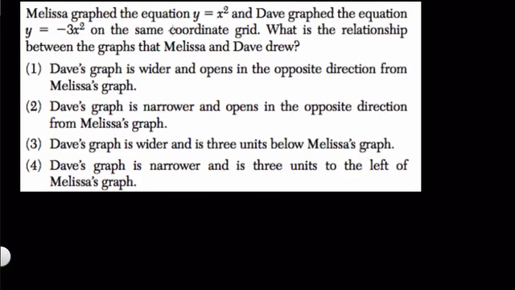Here, we've got two graphs, x squared and negative 3x squared. How do they compare? Well, when y equals x squared, you have a parabola like this, opening upwards because the a value is positive. A is the number multiplied by x squared. Dave's graph has negative 3x squared, so it will be steeper and going downward. A negative parabola opens downward, and because the absolute value of this number is larger than 1, it's steeper, right? So it's negative and steeper. So Dave's graph is not wider, it's narrower and opens in the opposite direction, choice 2. Thank you.